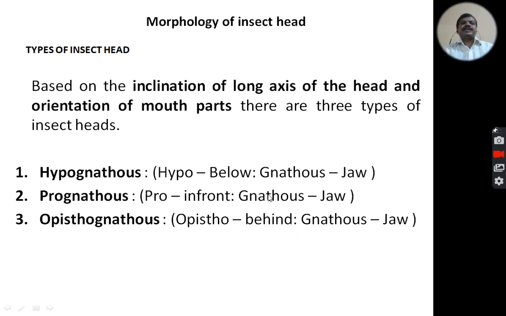The next topic is the types of insect head, based on the inclination of the long axis of the head and the orientation of the mouth parts. That is, the angle of the head and the direction to which the mouth parts point. Based on this, 3 types of insect heads have been categorized: hypognathous, prognathous and opisthognathous. Let us see them one by one.